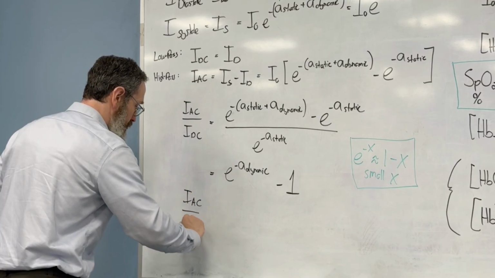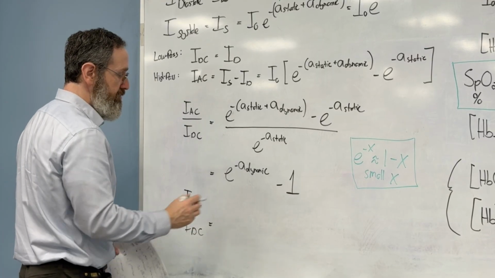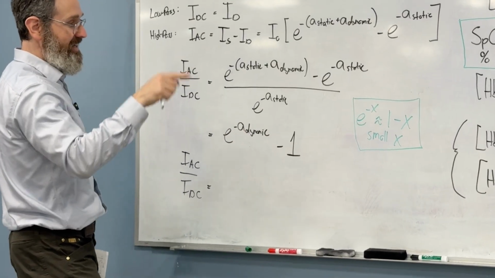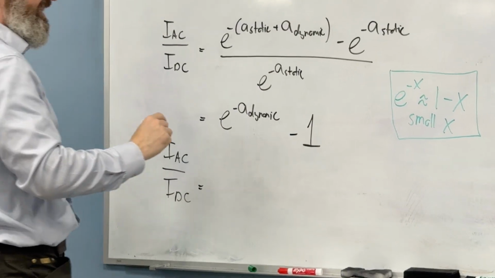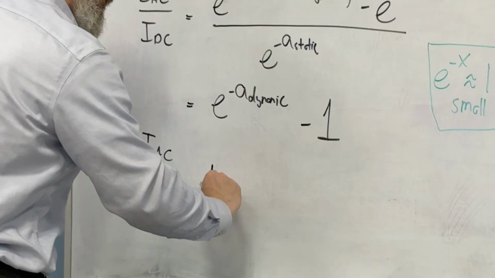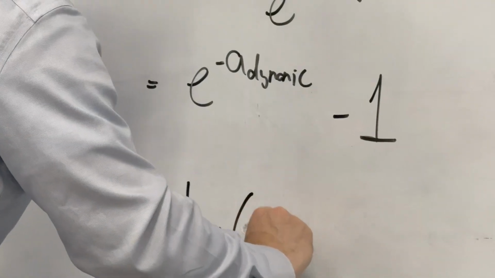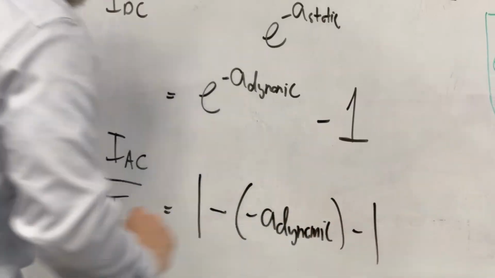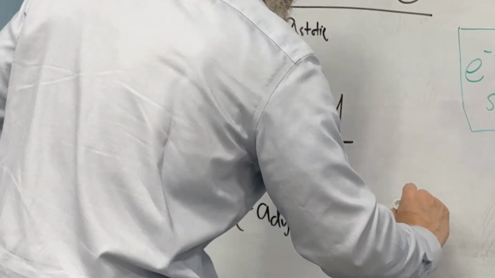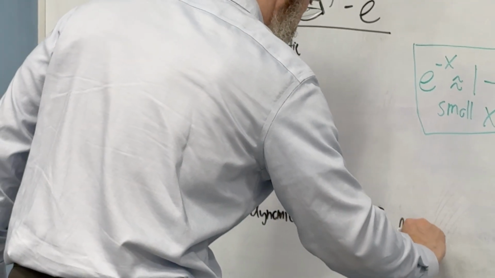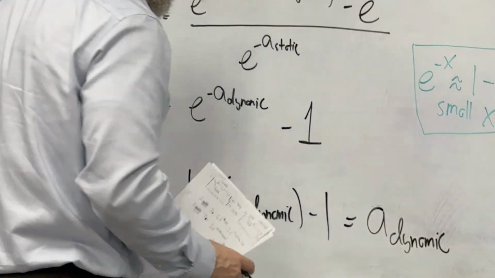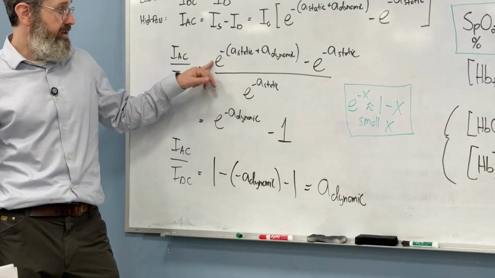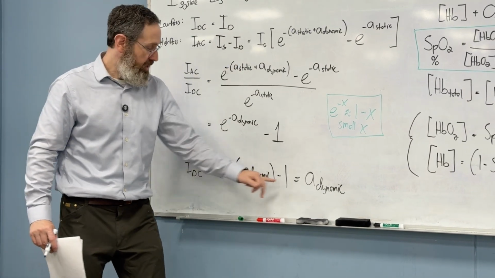IAC over the IDC is equal to, so this is the x, right? X is minus a dynamic, right? So what I'm going to get is 1 minus a dynamic minus 1, but that is equal to a dynamic. Okay. And the point of this exercise was to strip away this e to the power. So now I have a rather simple equation.